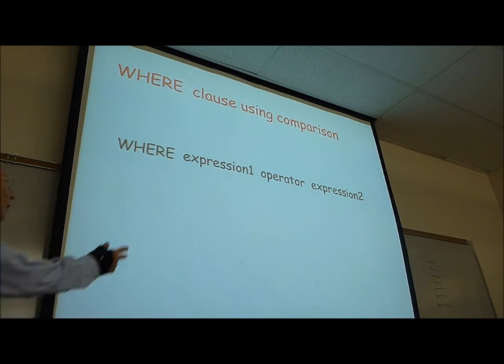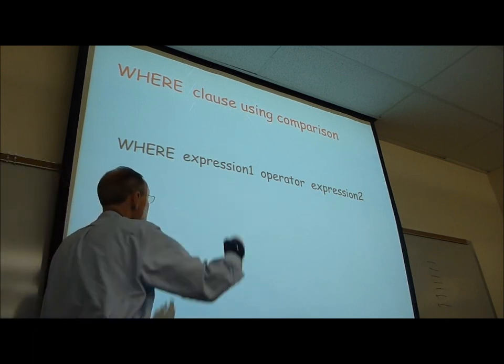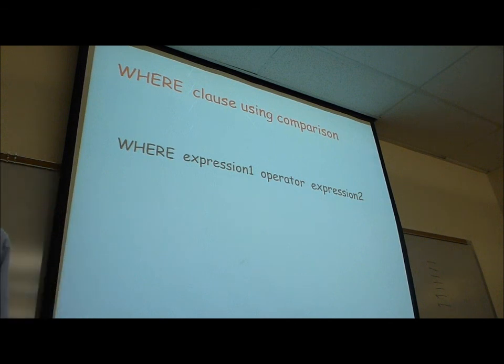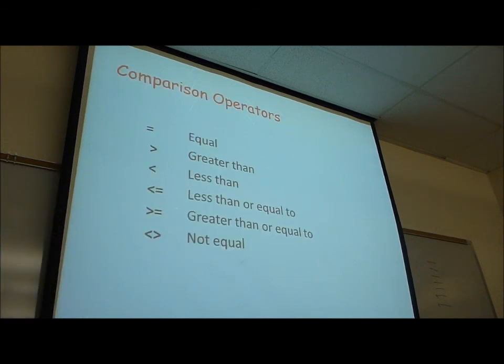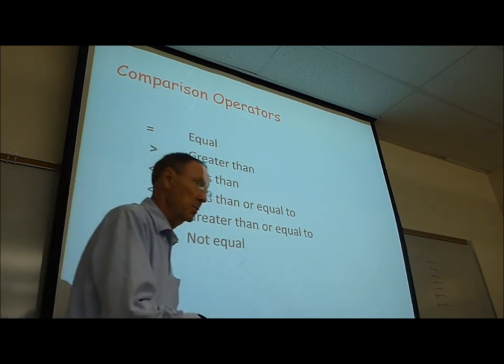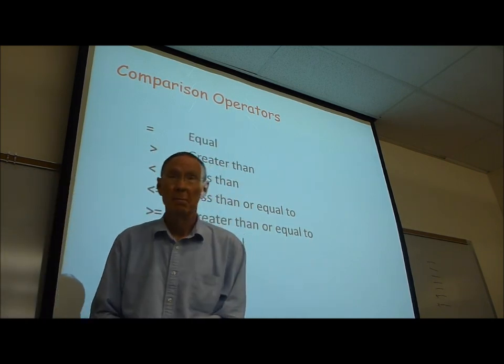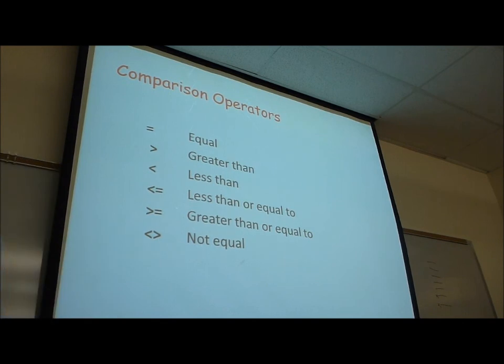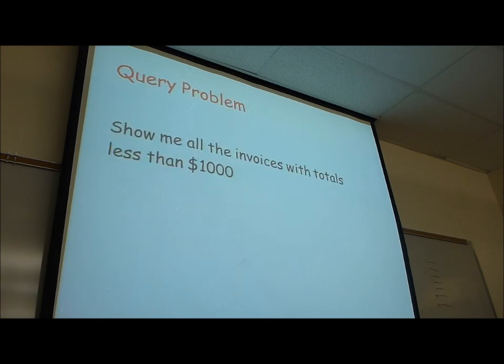One of them is in the form of an expression, operator, and an expression, and we use the comparison. Okay, is one greater than the other? If this is greater than that, or this is more than that, let me put that in the results when it evaluates to true. So here's an example: show me all the invoices with totals less than $1,000. Maybe we're going to write these off or something, I don't know.